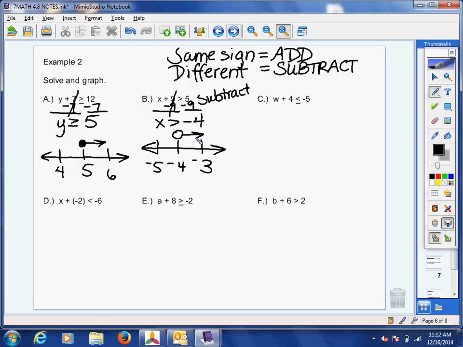You can skip it. I'll help you with that. All right, let's look at C. What do you do in C? You subtract 4. Take away 4 from each side. And that would be add too. Why does it add? Because it's negatives.